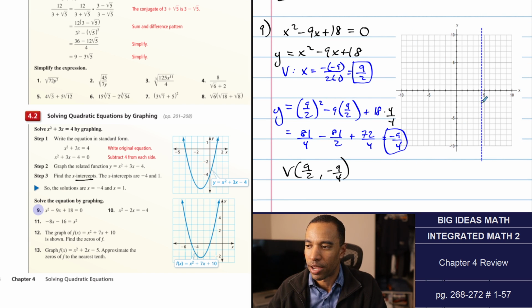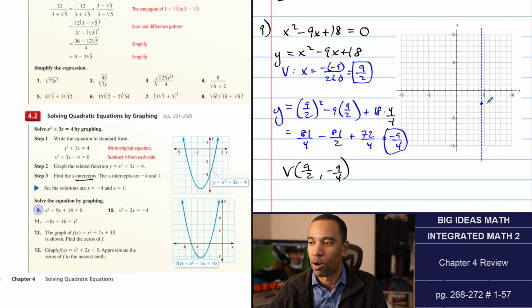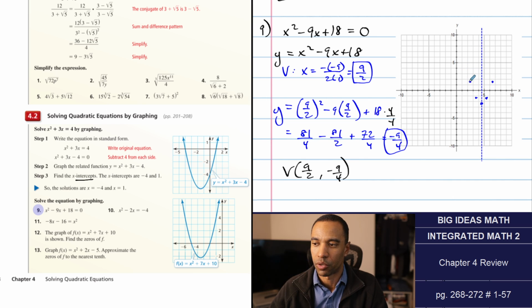So I'm going to plot that right there. And from here, I'm going to get some points out using my stretch factor of 1. I got 1, 1, 2, 4. Only if you've been graphing with me since chapter 3 do you maybe understand what I'm talking about. If not, I apologize. 3, use the table. 3, 9.